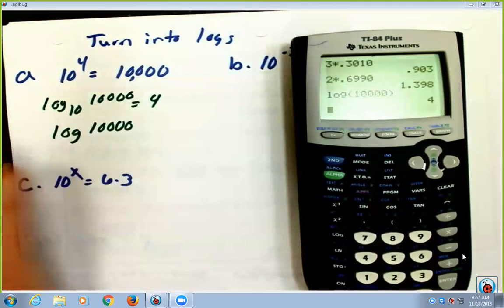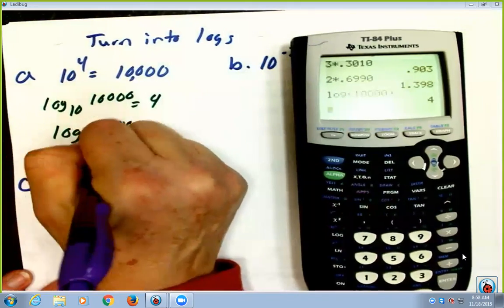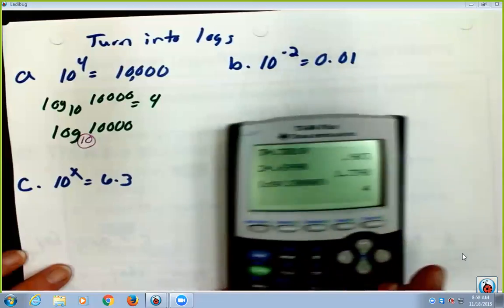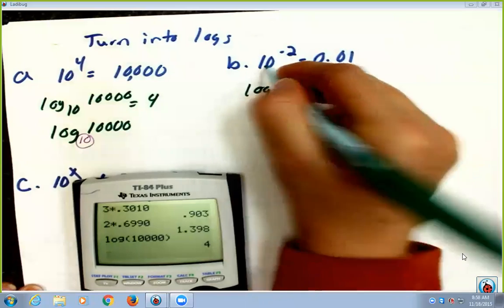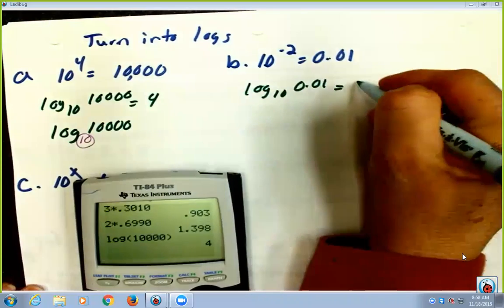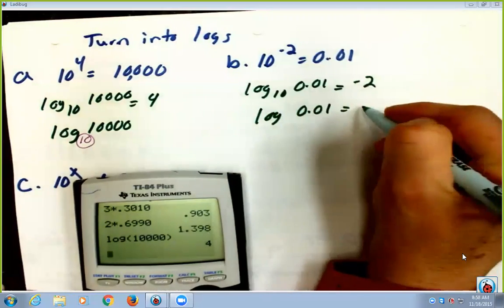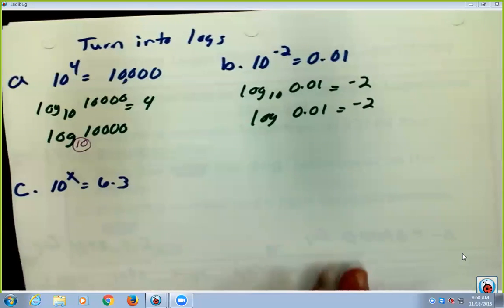Whenever you see one of these, it's like having a little 10 right in that spot. So you won't see the 10 because they remove it, because again, it's looking at a base 10 log. So if I turn this one around, what's going to happen to it? Well, it's going to become log base 10 of 0.01 is equal to -2, or log 0.01. And if we put it on our calculator, we come up with -2. So it will come out to be that value that we happen to have.